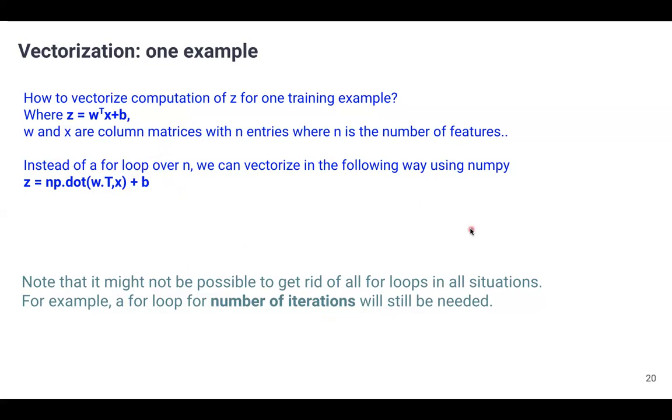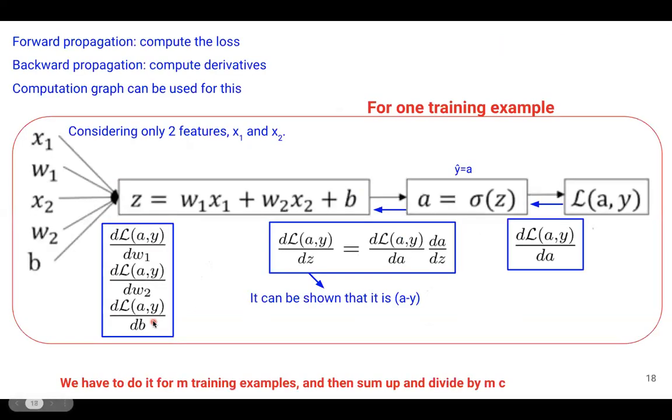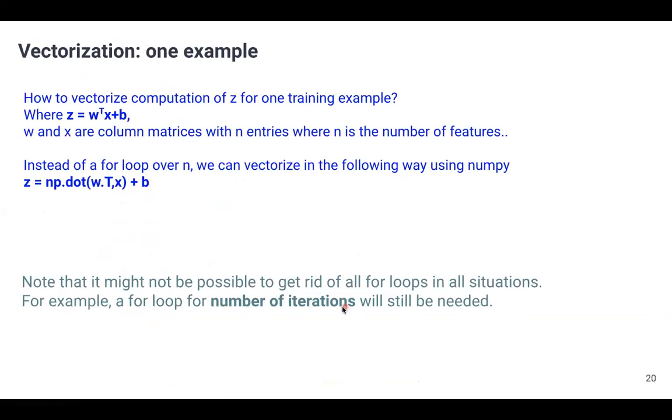One thing to note is that while we would like to avoid for loops, it will not be possible in all situations. For example, there is a for loop for the number of iterations. Let me go back and quickly show. Here in gradient descent, there is a number of iterations to be taken, that is, how many steps it will take to reach the minimum. There will be a for loop associated with that, and this is generally something that is unavoidable.